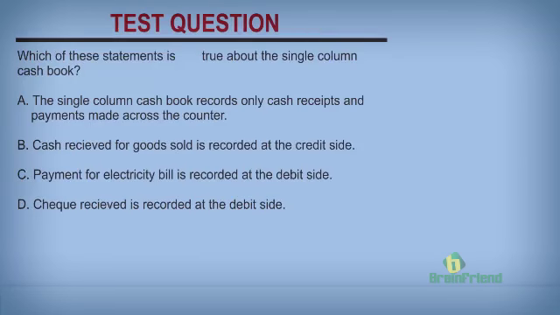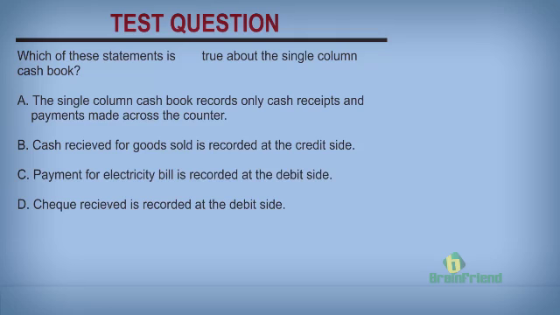Next, which of these statements is true about the single column cash book? A. The single column cash book records only cash receipts and payments made across the counter. B. Cash received for goods sold is recorded at the credit side. C. Payment for electricity bill is recorded at the debit side. D. Cheque received is recorded at the debit side. The single column cash book records only cash receipts and payments across the counter. That is the definition of the single column cash book, and it is true as stated.